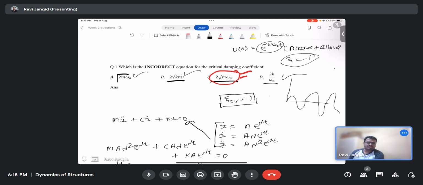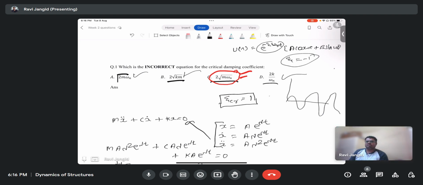Yes, correct. Like a logarithmic decrement, it will increase exponentially. Usually it should come down, but now it will be increasing. It is the opposite of logarithmic decrement, so that will lead to the instability of the system.